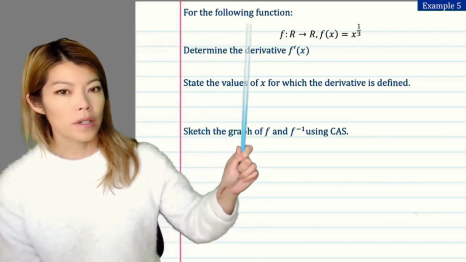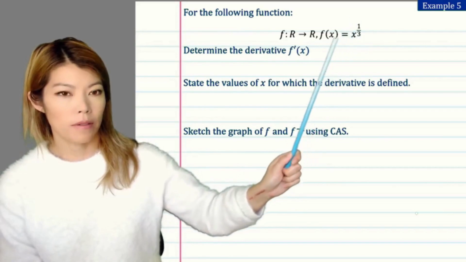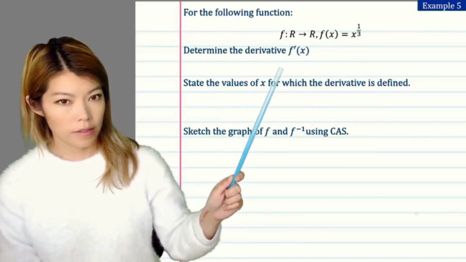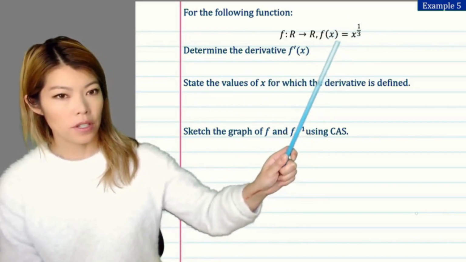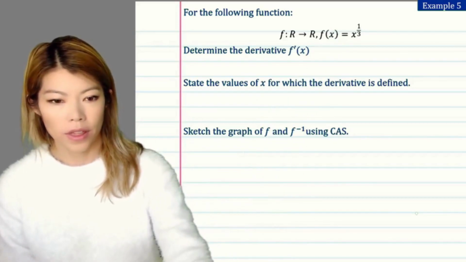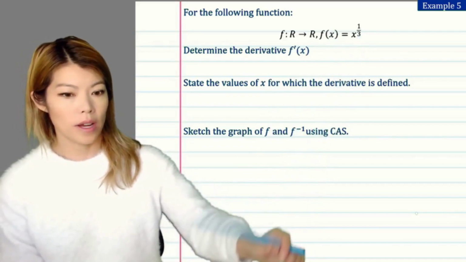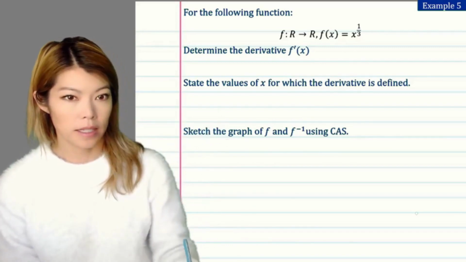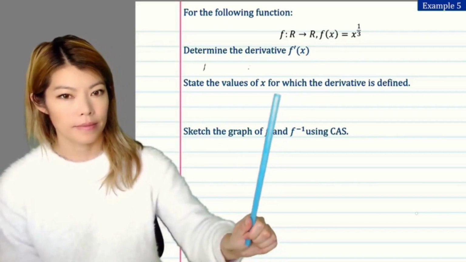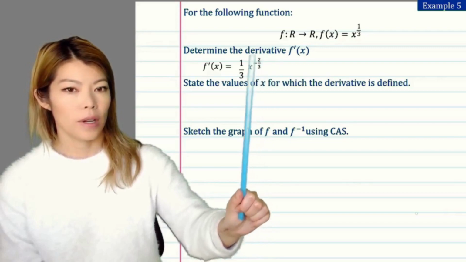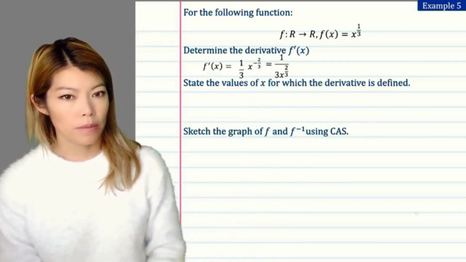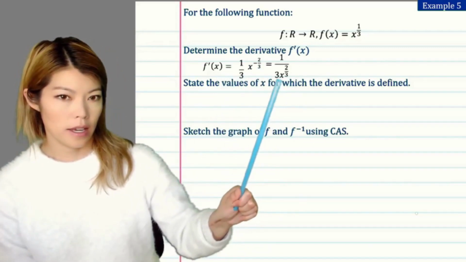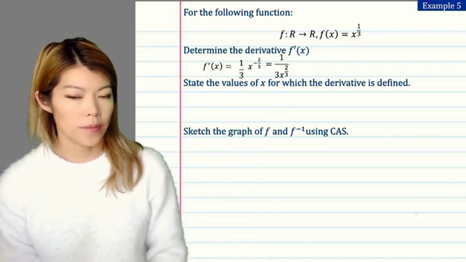Example 5, for the following function, x to the power of a third, determine the derivative. So bring the third to the front and do power of a third minus 1. So a third minus 1 is minus 2/3. And we like positive powers, so we're going to bring that to the bottom. So it's 1/3, x to the 2/3.